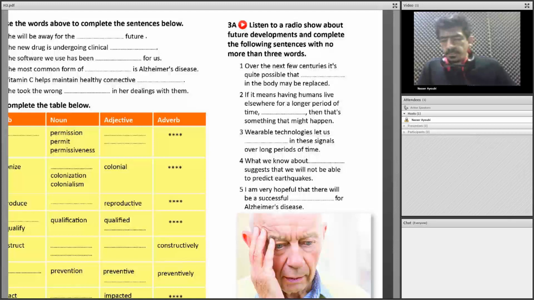Okay, Professor Clark in the listening was a futurologist. You know, a futurologist is a person who studies social, political, and technical developments to understand what may happen in the future. All right, so question number 1.